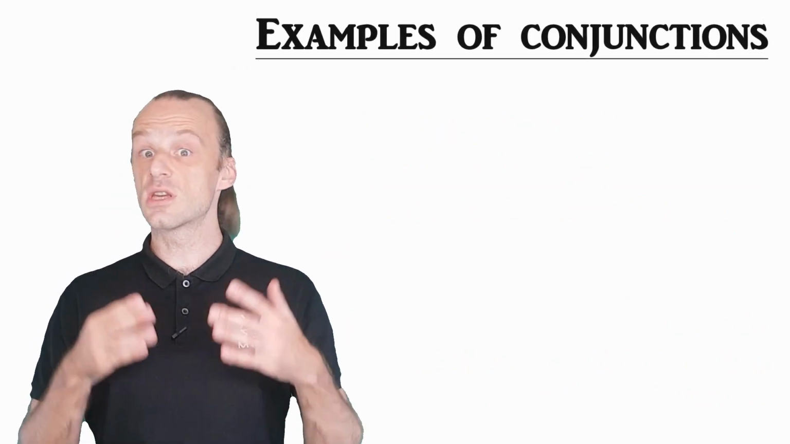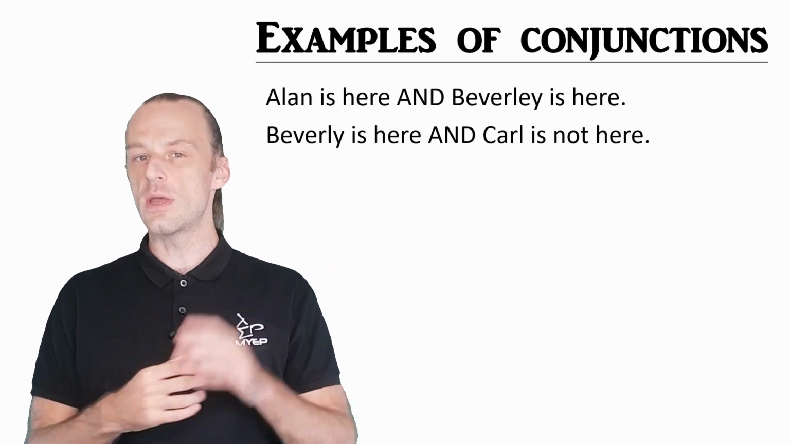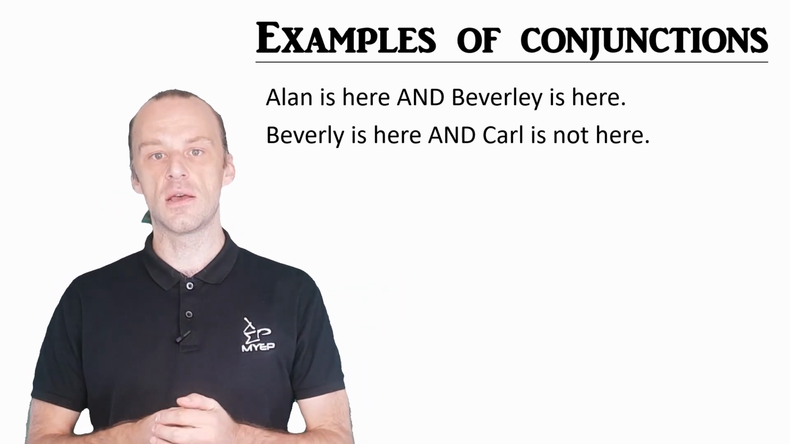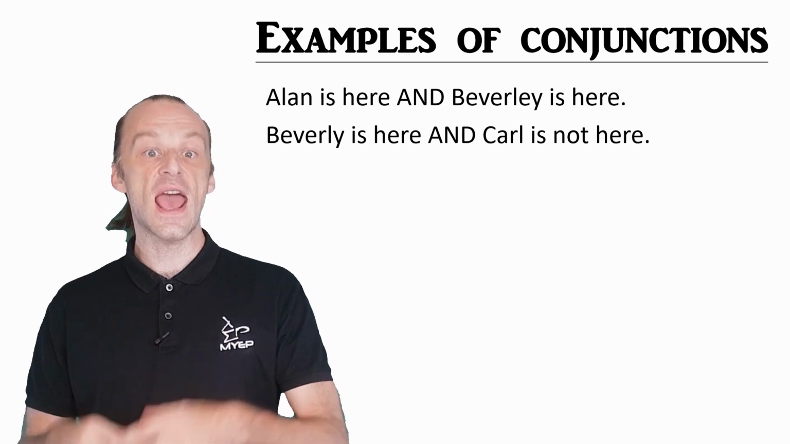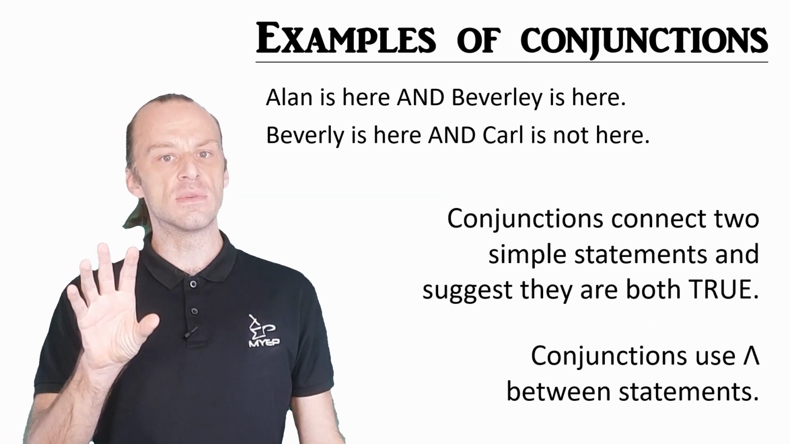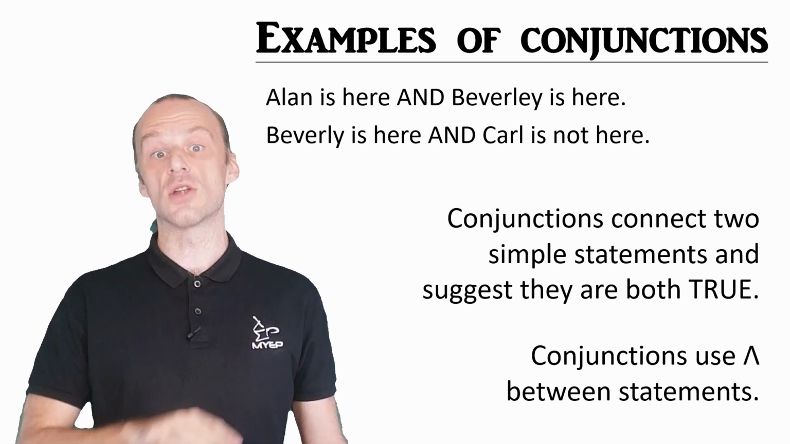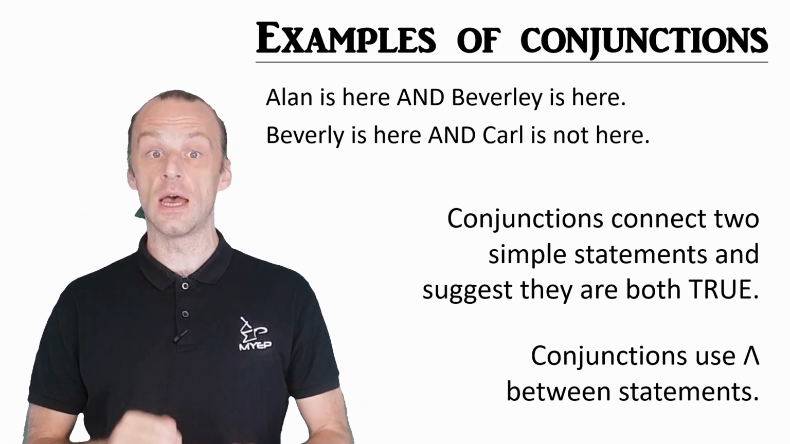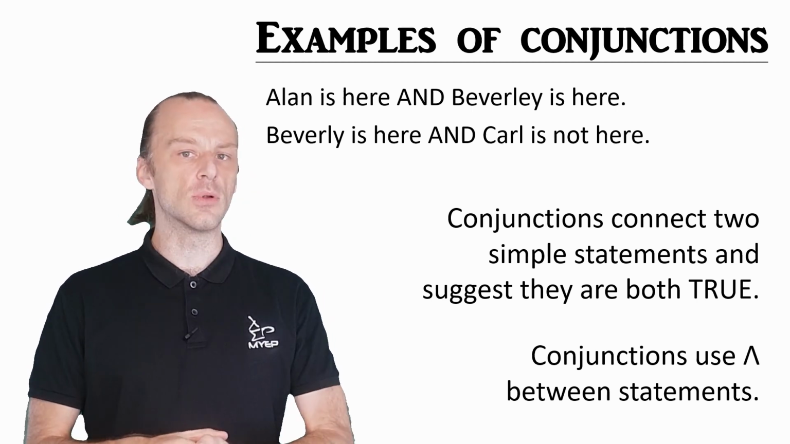Let's move on now to conjunctions. Here are two examples. Alan is here and Beverly is here. Or Beverly is here and Carl is not here. These compound statements suggest that both parts are true. Conjunctions use an inverted V sign or others as a symbol.